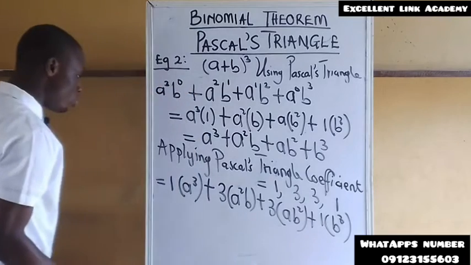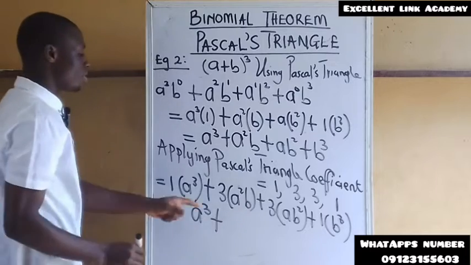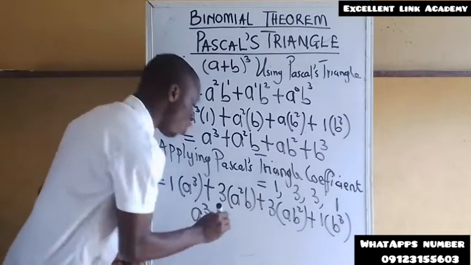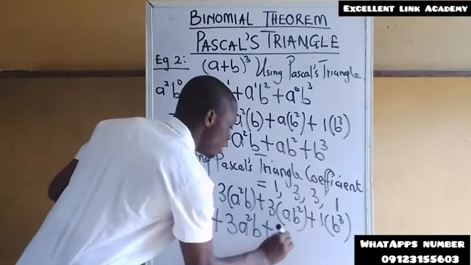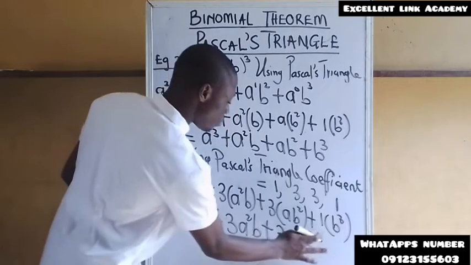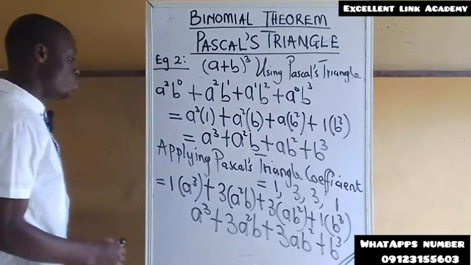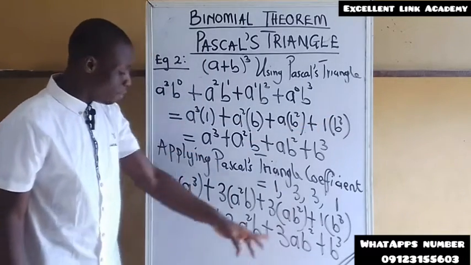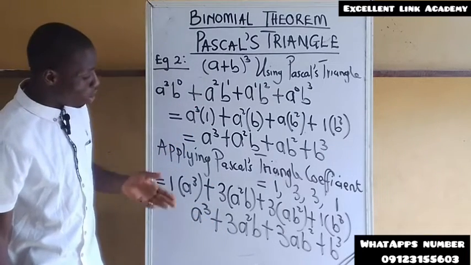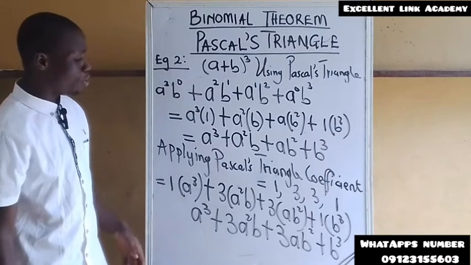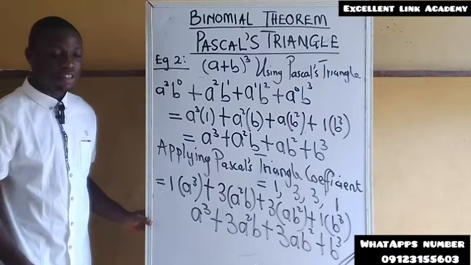So next up, what do? 1 multiply a cubed becomes a cubed, plus 3 times a squared b, that becomes 3a squared b, plus 3 times a b squared, that becomes 3ab squared. So plus what? B cubed. If you observe, the answer I wrote here was the same as this. So here is the idea behind Pascal's triangle of Binomial Theorem. So here is how to solve a question using the idea of Pascal's triangle.